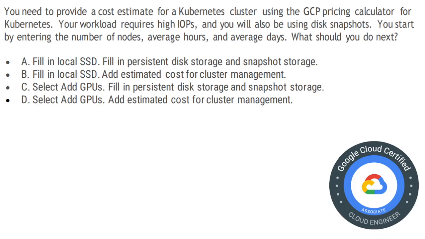You need to provide a cost estimate for a Kubernetes cluster using the GCP pricing calculator for Kubernetes. Your workload requires high IOPS and you will be using disk snapshots. You start by entering the number of nodes, average hours and average days. What should you do next? The correct answer is option A, that is you have to next fill in the local SSD and fill in the persistent disk storage and snapshot storage.